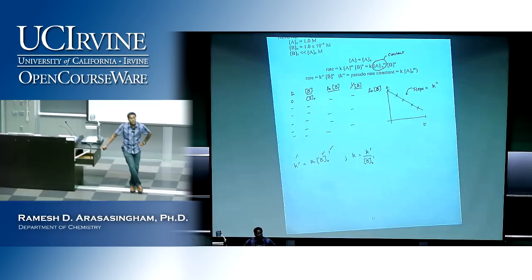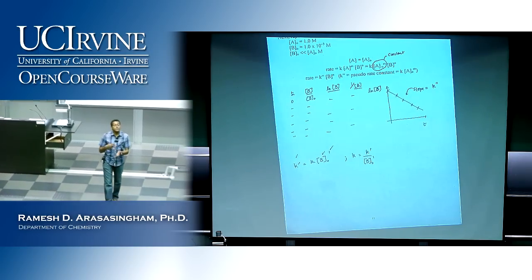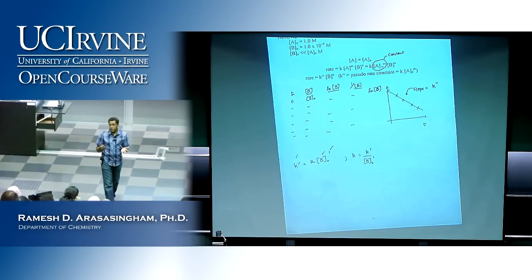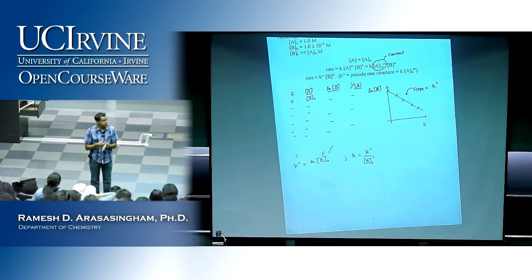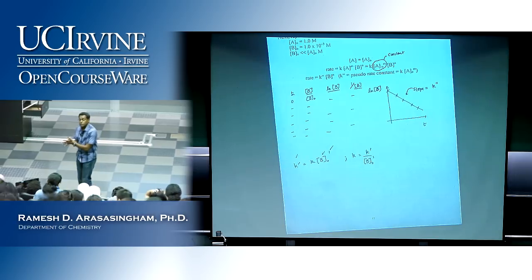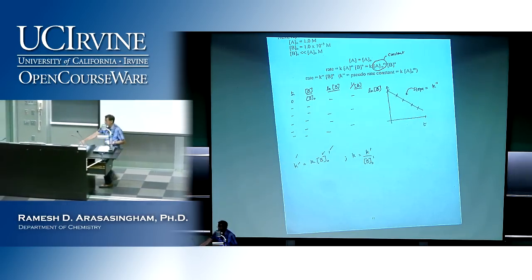Does that make sense to everybody? You can use the same equation for K double prime and you should end up with the same answer. It's 1 rate constant. You see that? You can use K prime, the pseudo rate constant for experiment A, or you can use the pseudo rate constant for B.